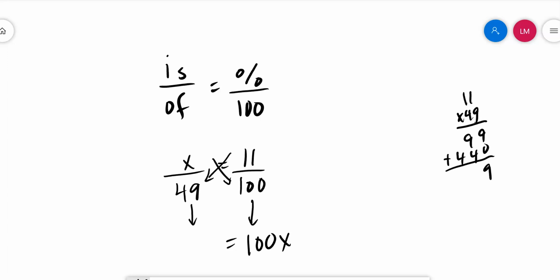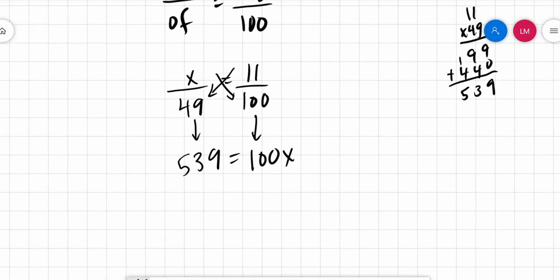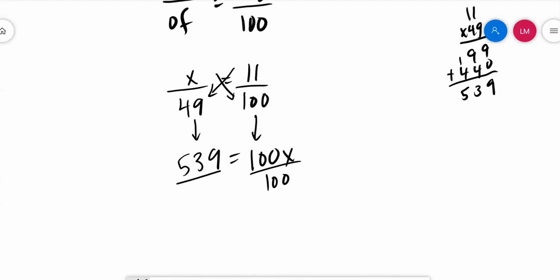So we should have got 539. And then if we divide by 100 to both sides, I'm going to say x equals 53.9. Okay, so 53.9 divided by 49 will give me 11%. I hope that one makes sense to everybody. Okay, all right, let's look at the next one.